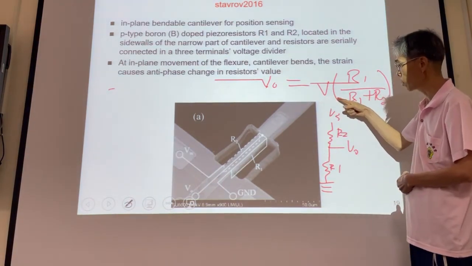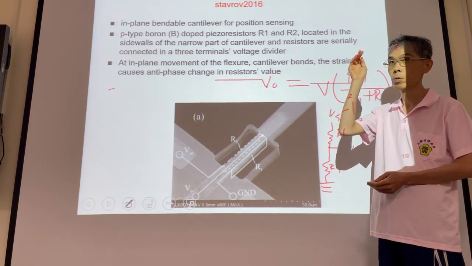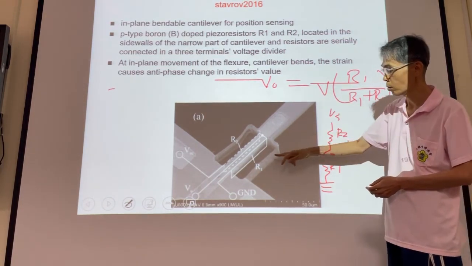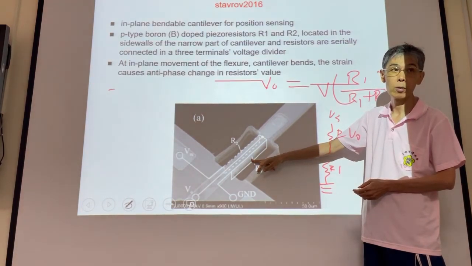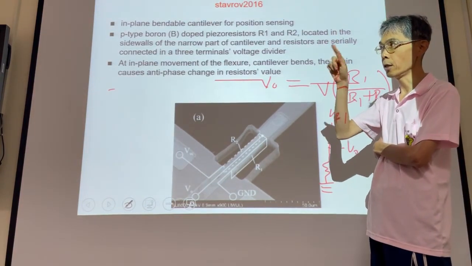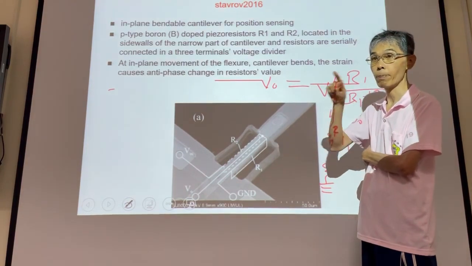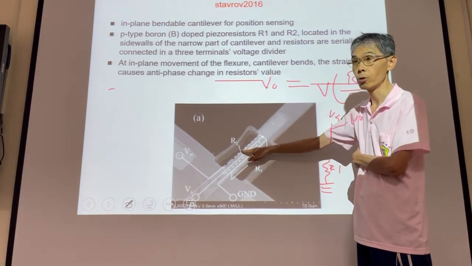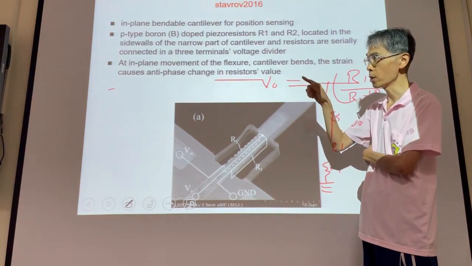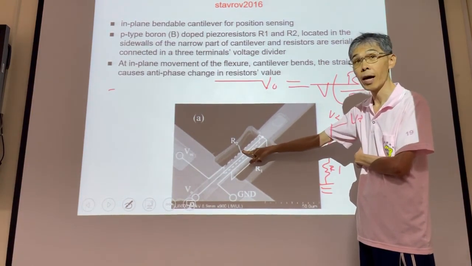So if we apply a force F in plane direction, we apply bending in this way. So R1 is in tension or compression? Tension. R2 is compression. Okay, good. Remember the equation, delta R divided by R equal to pi L sigma L. If sigma L is in tension, sigma L is positive. If R2 is in compression, sigma L is negative. If sigma L is positive, delta R is positive. So this R increases, this R decreases.